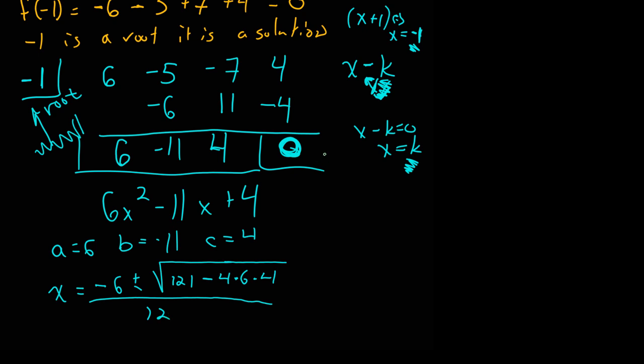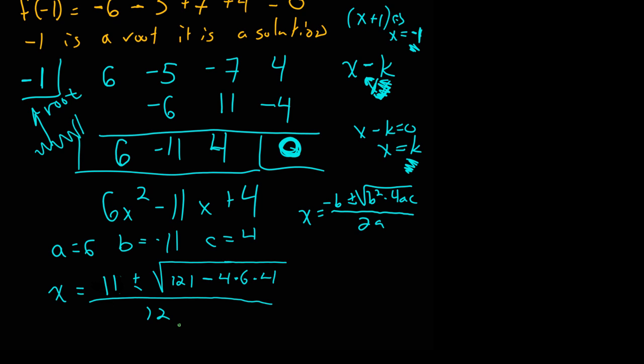Right, because what was it? What is our quadratic formula? -b plus or minus the square root of b squared minus 4ac all over 2a. So, oh, no, that's not -6 out there. That's +11. Glad I wrote the formulae there. So -b is +11, plus or minus the square root of -11 squared is 121, minus 4ac is minus 4 times 6 times 4, all divided by 12.